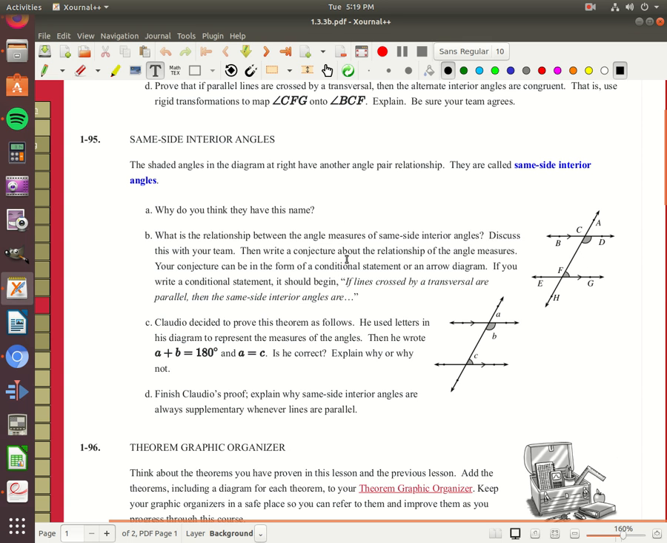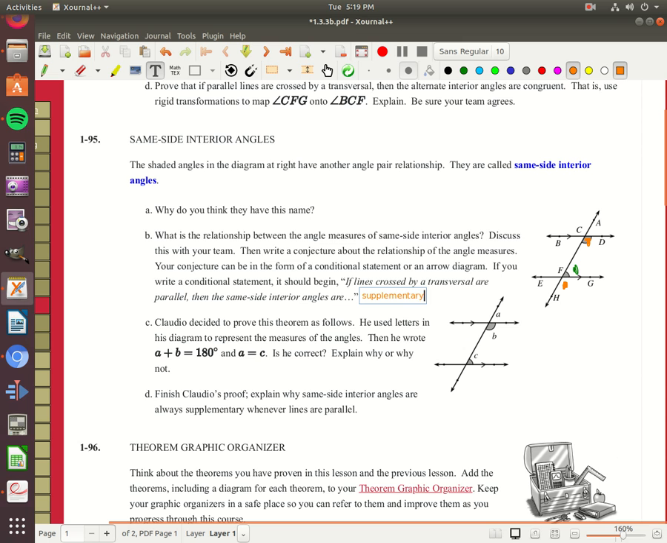So what is the relationship between angles formed by same side interior angles? Well, here, this would be green. I'm sorry, orange. I have so much trouble with orange and green. I don't know why. Bottom right. So this would be orange, which would make this green, which would make these supplementary angles because they are different. So if lines crossed by a transversal are parallel, then the same side interior angles are, we'll say, supplementary.